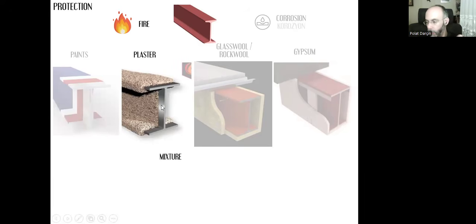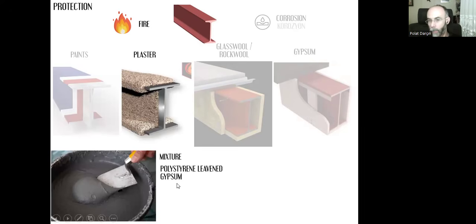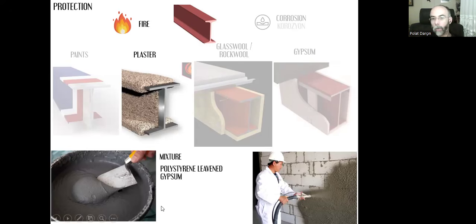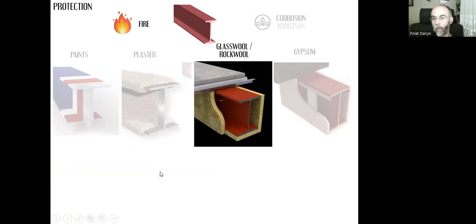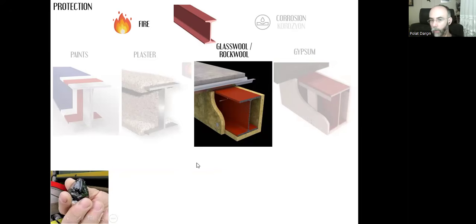As you can see, it's already thicker than the paint, much thicker because it's a mixture of different materials. There's this example, if you like, you can prefer that mixture, polystyrene, leave-in gypsum. You can spray it and cover all the surfaces of this profile. Glass wool, rock wool, it's like a thick blanket or thick carpet, very thick, like 3 centimeters or 5 centimeters, or in different thicknesses.